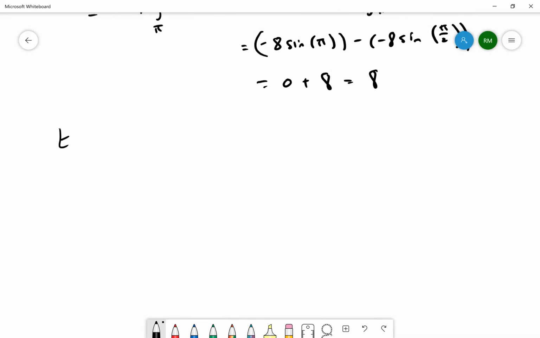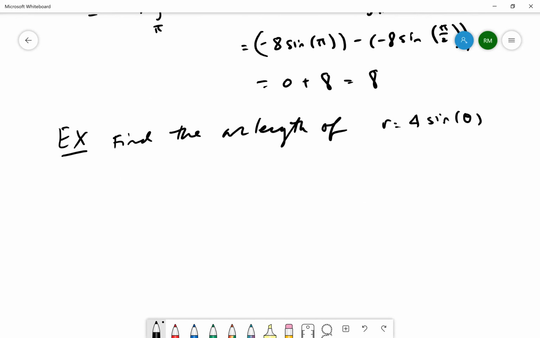So here's an easier example that won't be quite so confusing. Find the arc length of r equals 4 sine theta over the interval from 0 to pi.